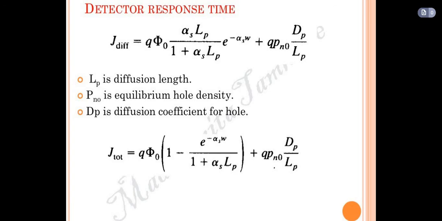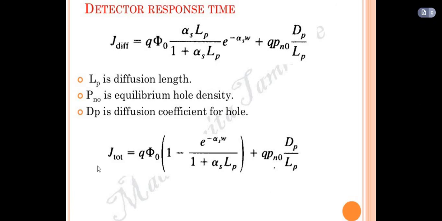We are able to find out J total by using Q phi naught into 1 minus e power minus alpha s of omega over 1 plus alpha of L_P plus Q P_N0 D_P by L_P. What is D_P all about? Diffusion coefficient for hole, and L_P is nothing but diffusion length. Substitute the conditions for that, and we can analyze the functions. So this is the way we have done it, and we can find out its total.